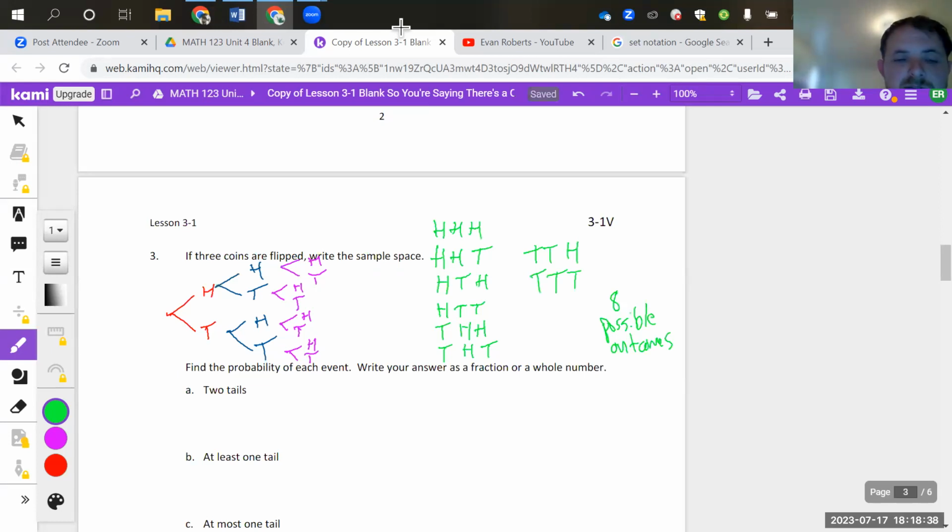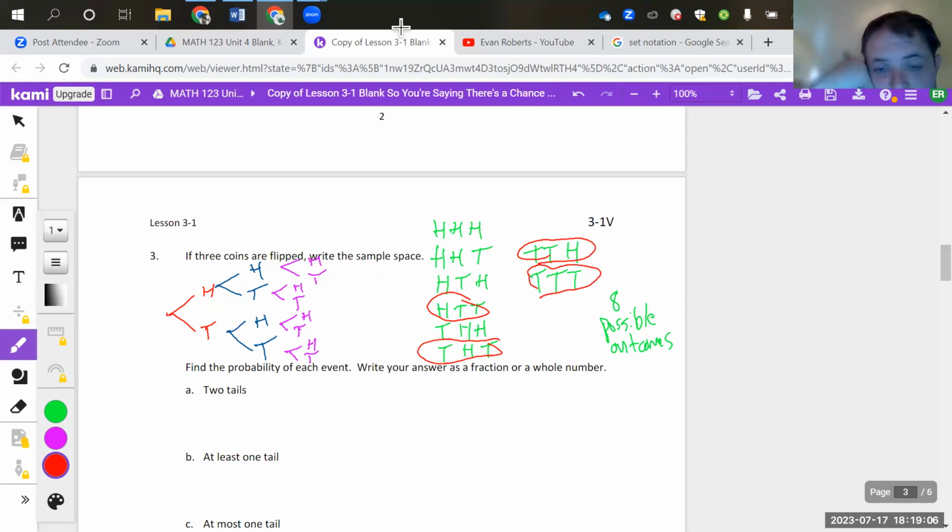So if you've got a situation where it's asking you to find all the situations where you have 2 tails, I'm just going to go to my green list and circle all the ones that have 2 tails. So it looks like that has 2 tails, that has 2 tails, and that has 2 tails. And what can be annoying is that you might be tempted to circle this last one as well, which I agree with you that it has 2 tails.